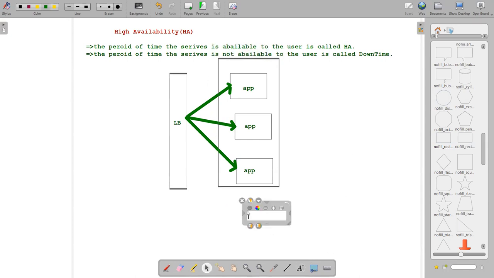Who is responsible? Health check. Health checkup: healthy or unhealthy.